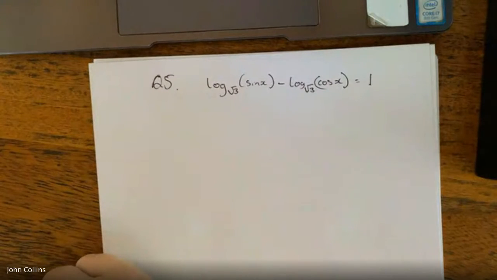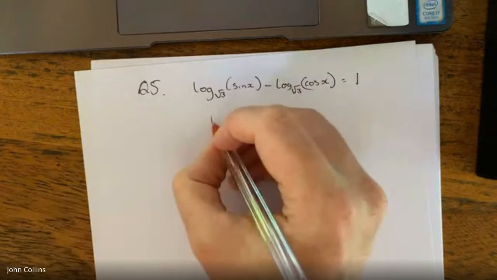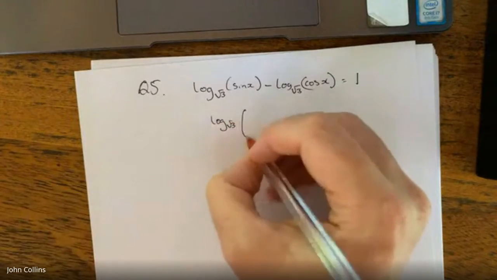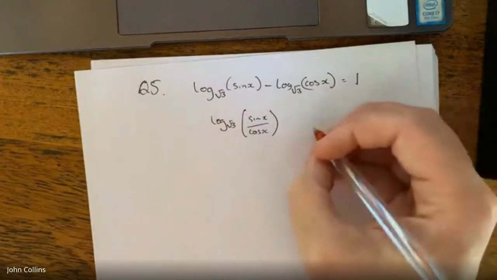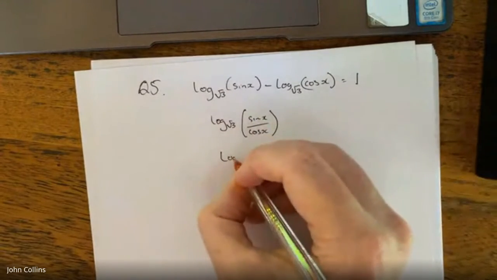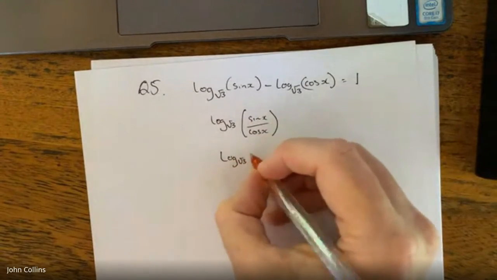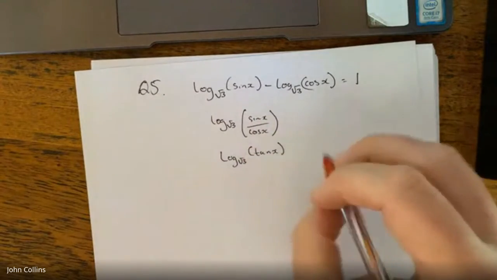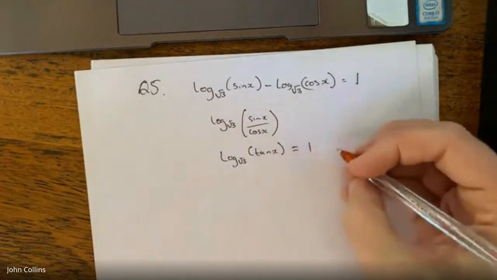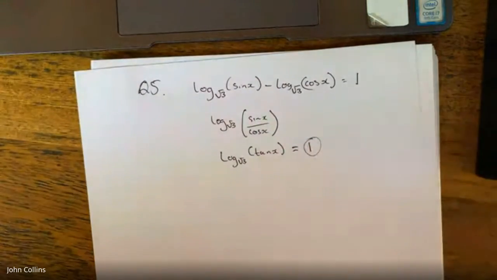Put them together, so divide sine x and cos x? Yep. So log root 3 is going to give us sine x over cos x. That's a great start. And so that's going to be tan x, isn't it? So I'll just add that to tan of x. Better. The log root 3 of tan of x is equal to 1, but perhaps we could change that. So it's also log root 3.